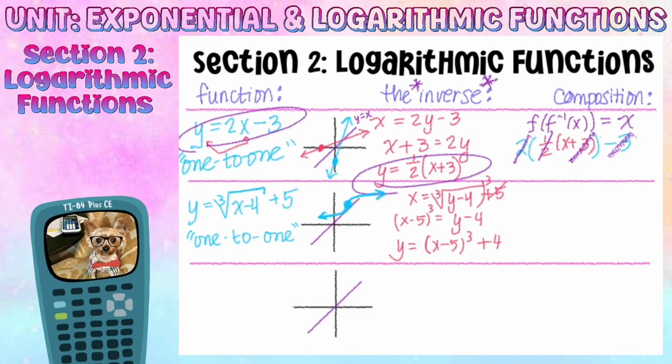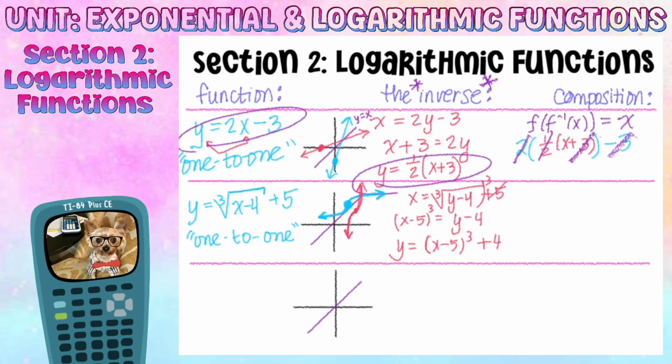Now what does that graph look like? Well, it's a cubic parent function, so that one has that shape over there. I'm going to go to the right 5 and up 4, so I'm going to be about there. And it's going to have a shape sort of like that right over there. And again, it's symmetric over that identity function, y equals x.